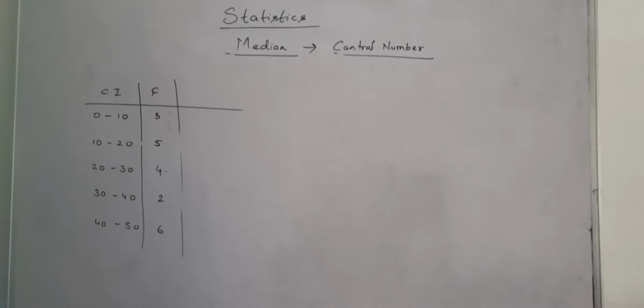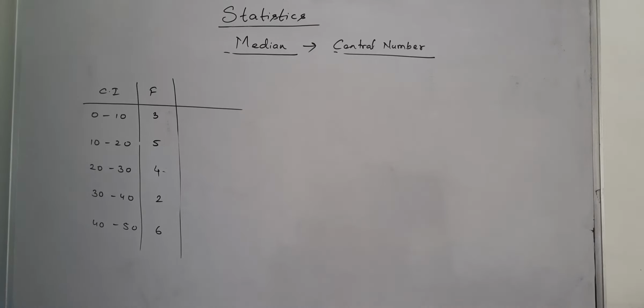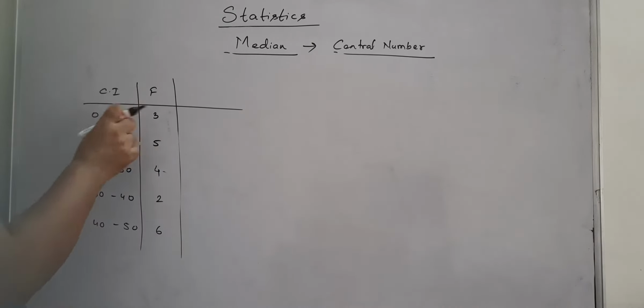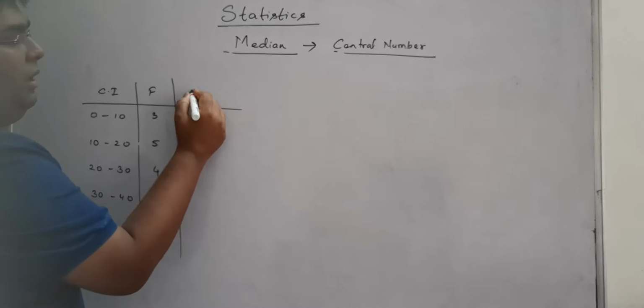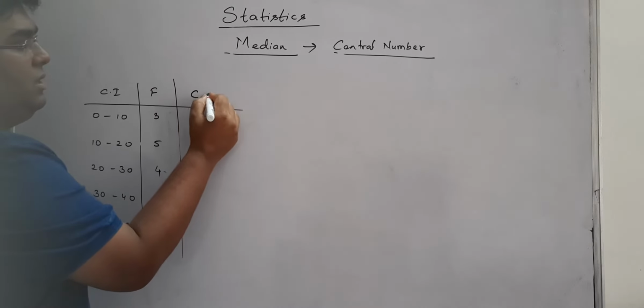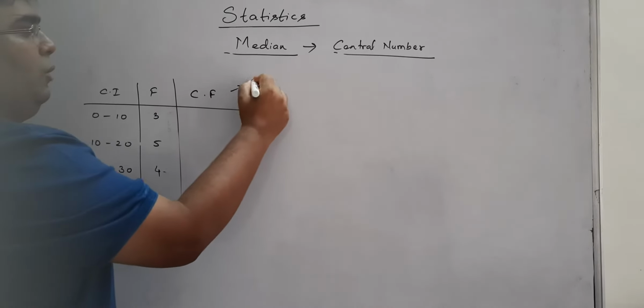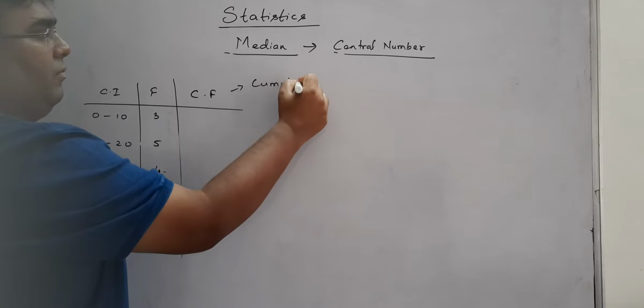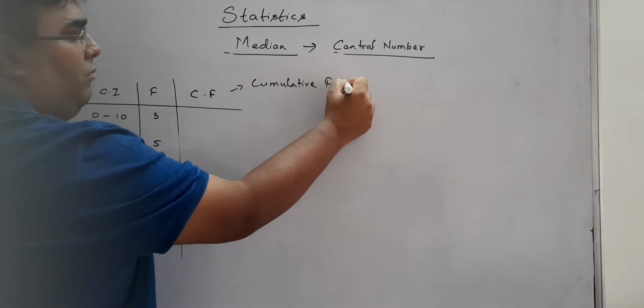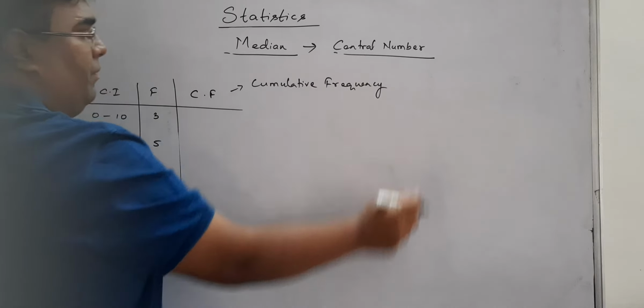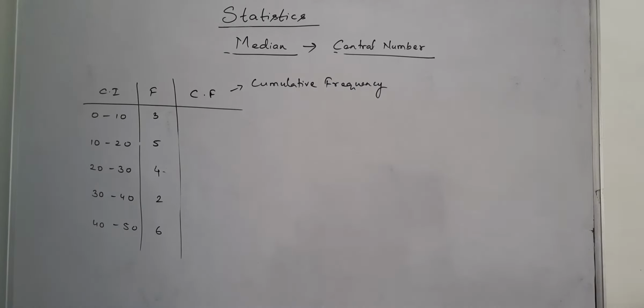Okay, so here we have taken grouped data, where the class intervals are 0 to 10, 10 to 20, 20 to 30 and so on, the class size is 10, and the frequency is also given. So here we will find the cumulative frequency, CF. CF means cumulative frequency. How to calculate this? We will just keep on adding the next frequencies.